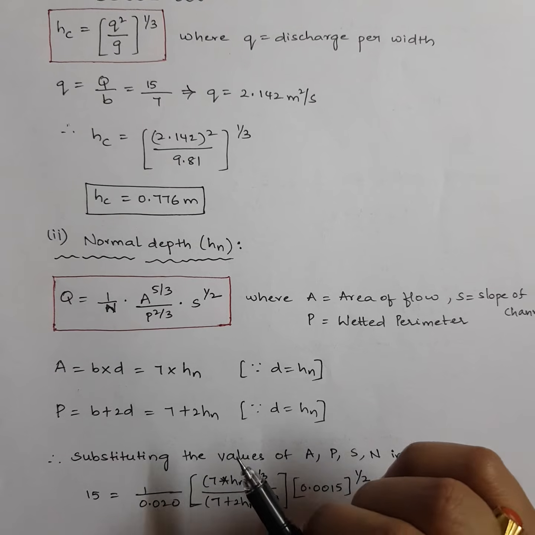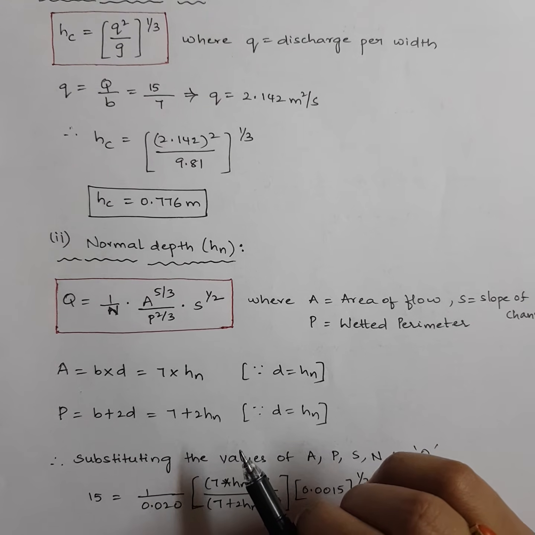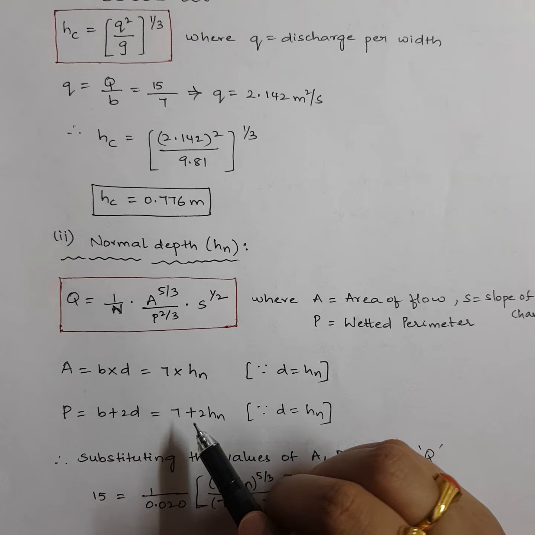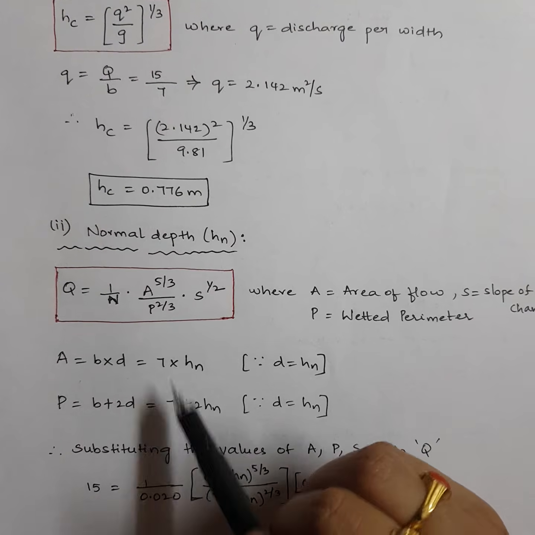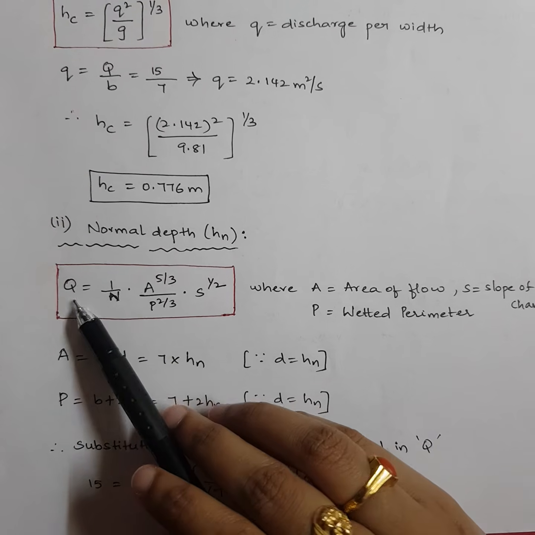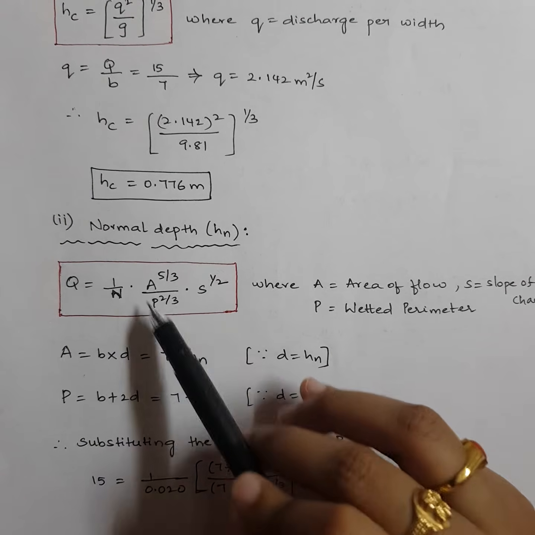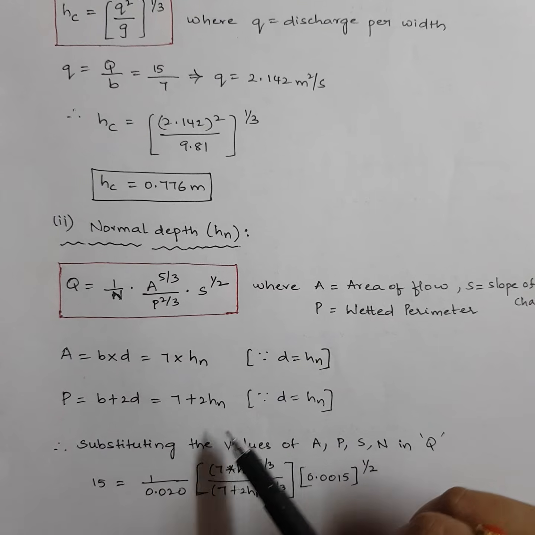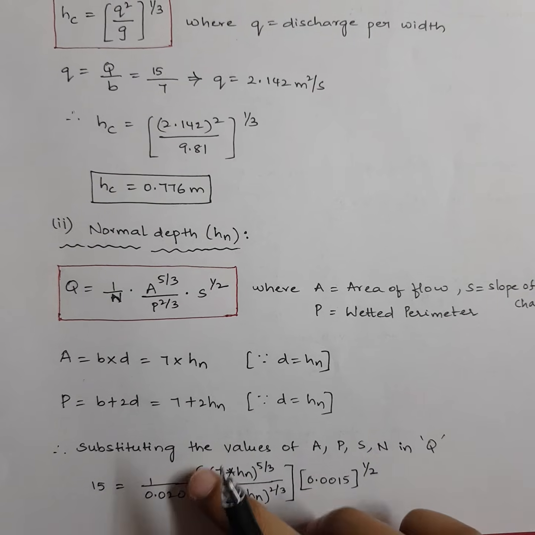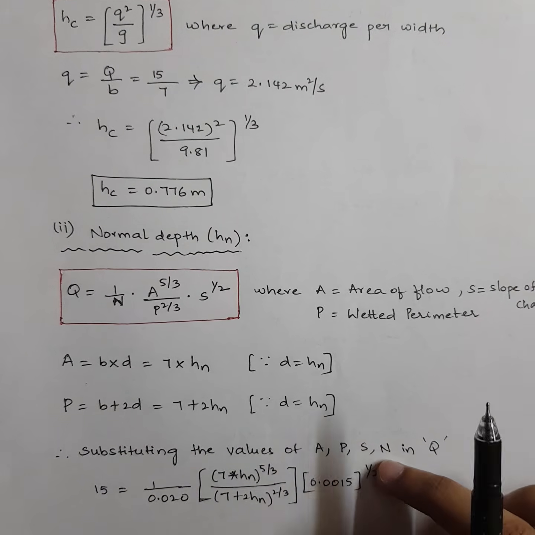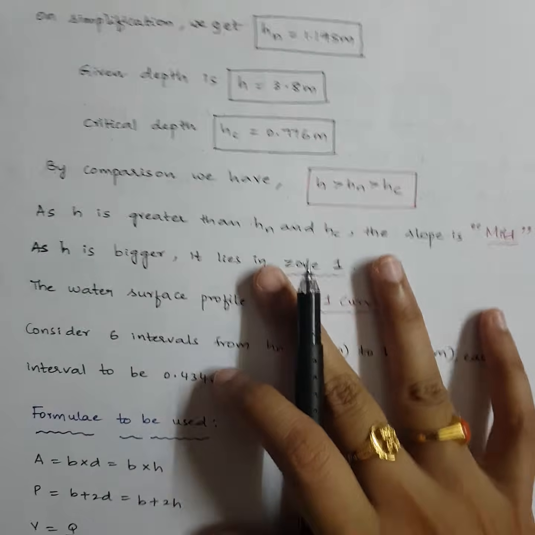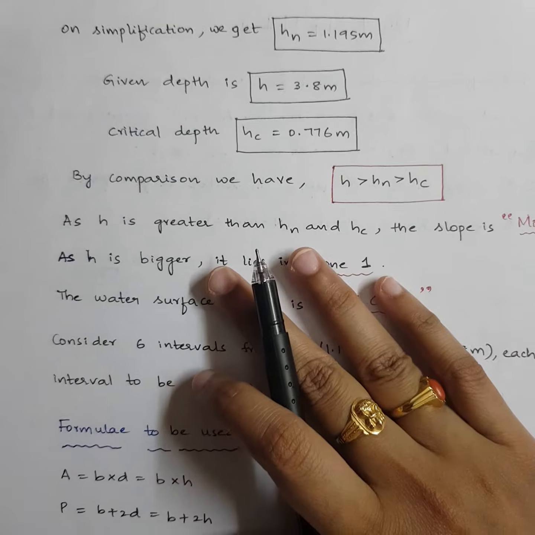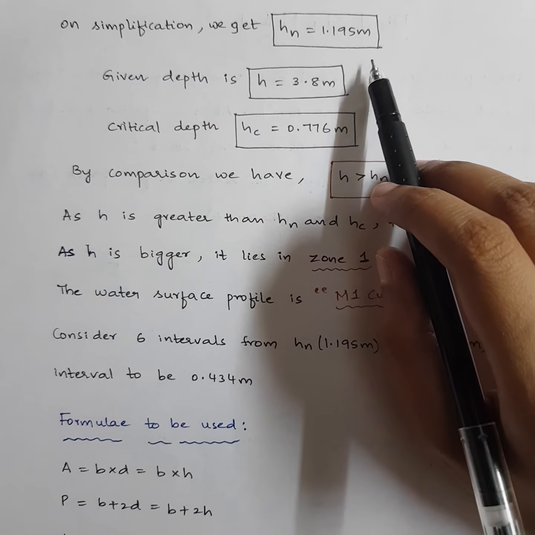Next, p stands for wetted perimeter. You know, for a rectangle, the wetted perimeter is given by the formula b plus 2d. So it is 7 plus 2 hn. Okay, right. Now I'll substitute the value of n, the value of q, the value of a, p and s in this equation, such that my only unknown will be hn. So substituting the values of a, p, s, n in q, I just substitute it and we'll simplify. After simplifying, we will get the value of hn as 1.195 meters.